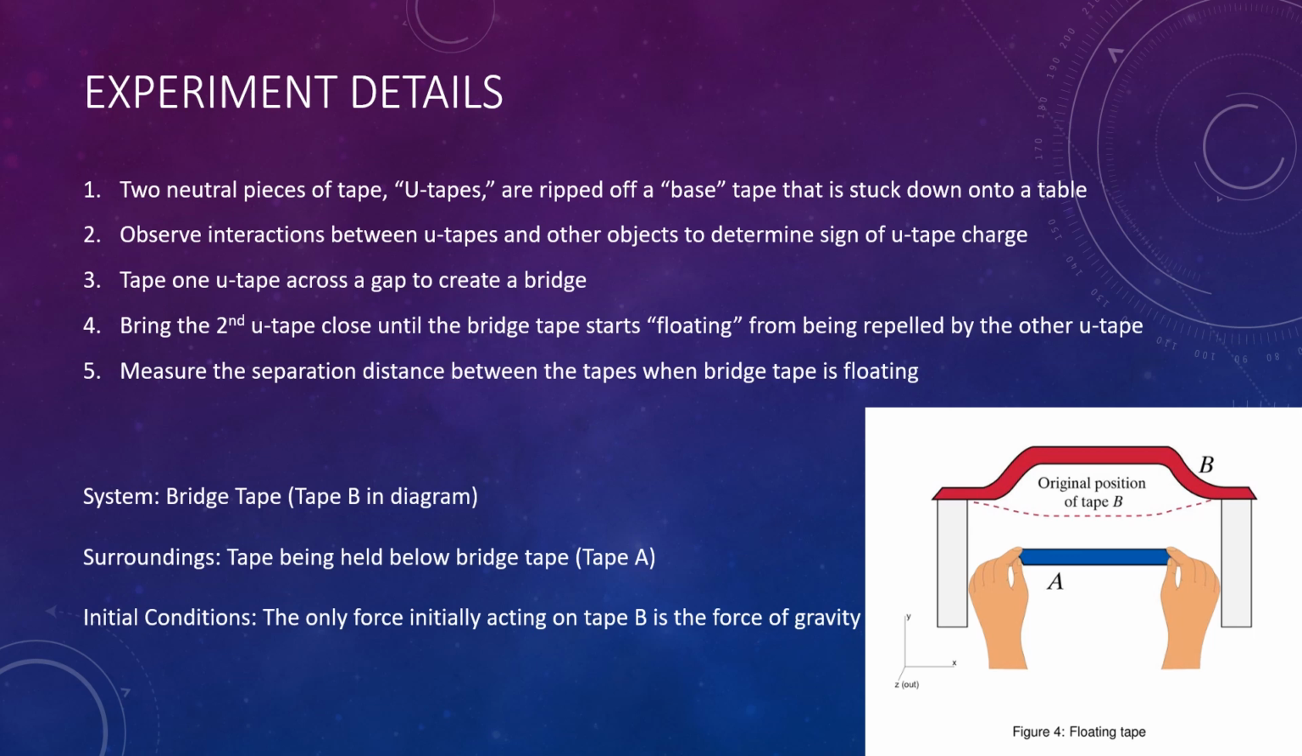Bring the second U-tape close until the bridge tape starts floating from being repelled by the other U-tape, as shown here, and measure the separation distance between the tapes when the bridge is floating.